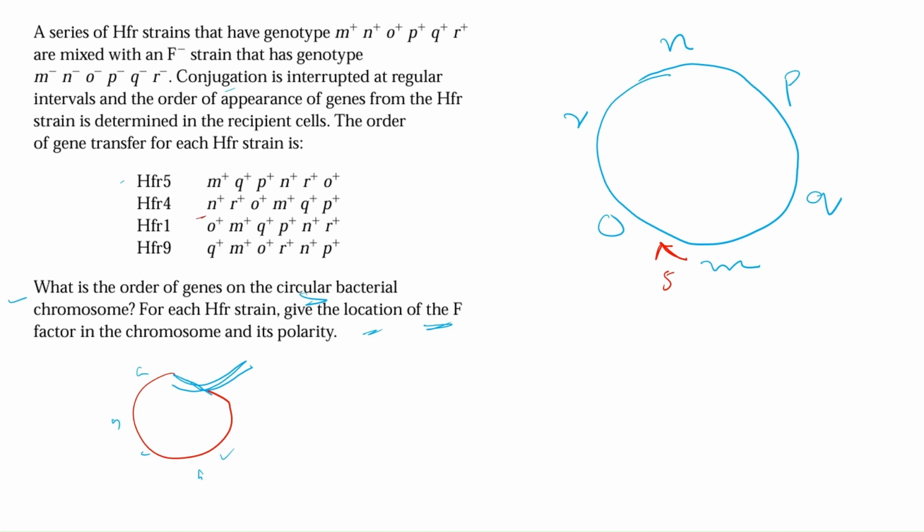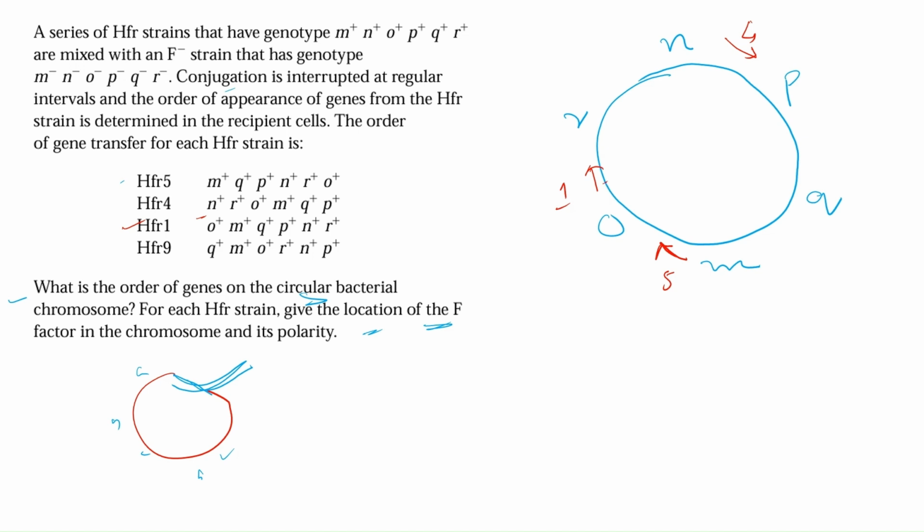Done. Hfr4. The first gene that entered is N, then R, then O, M, Q and P. So for Hfr4, this is the location and polarity of the F factor. From here it entered, that's why the first gene that entered the recipient is N, then R, then O, then M. Hfr1: O, then M, then Q, P, N and R. So here, for Hfr1, the location of the F factor and the polarity is somewhere here.